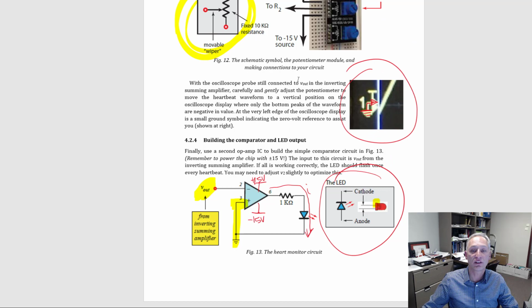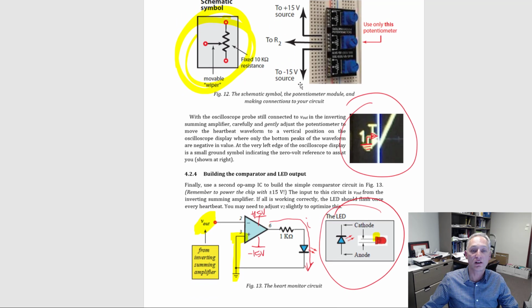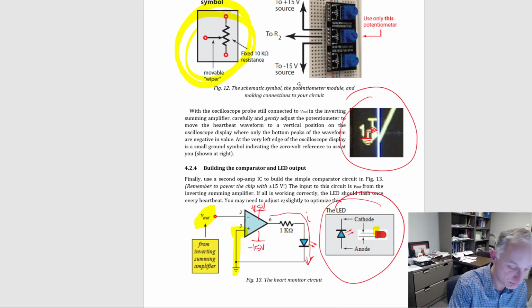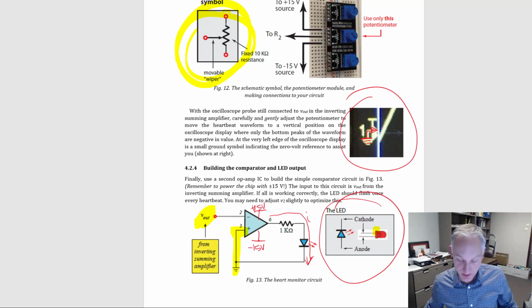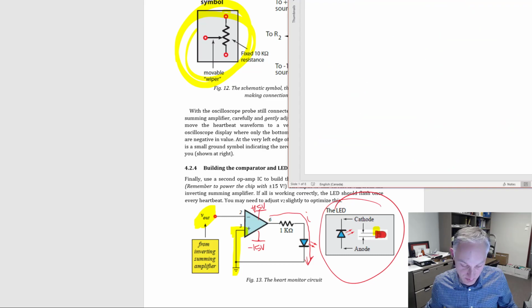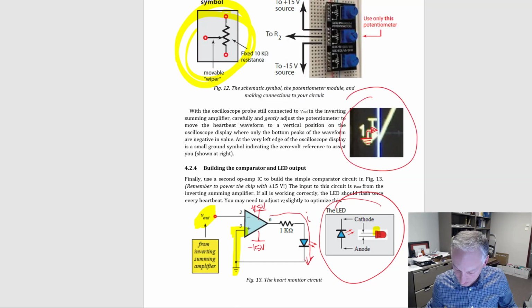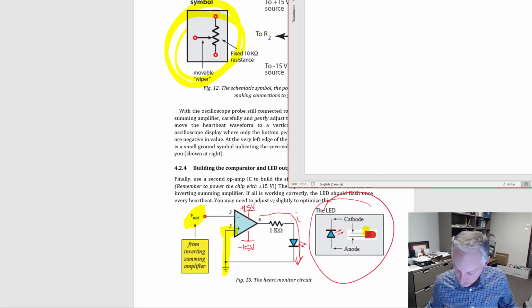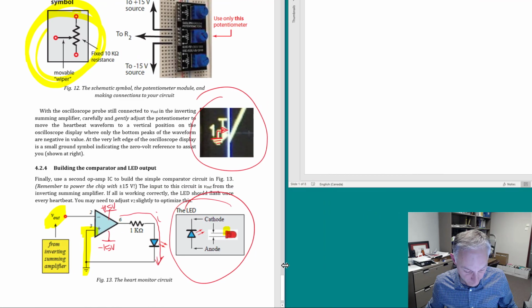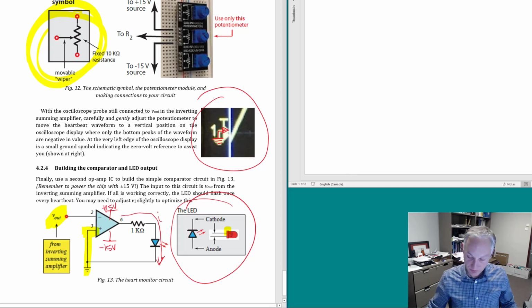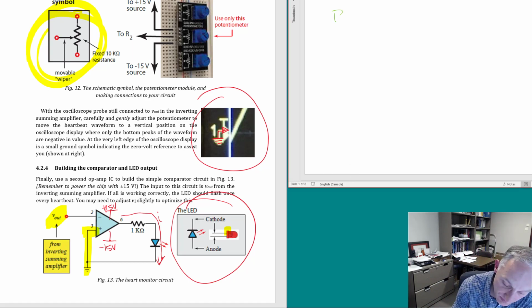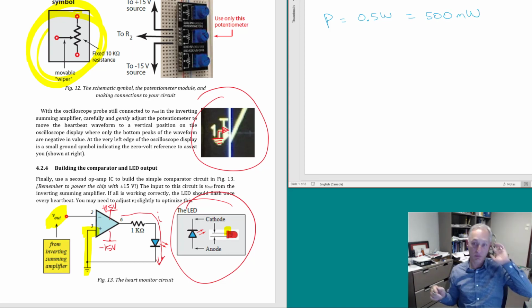Now there's one last thing that I wanted to mention, and that is why can we only use the middle potentiometer? These potentiometers have a maximum power of 0.5 watts, which is equal to 500 milliwatts. So that's the maximum power dissipation that it has.